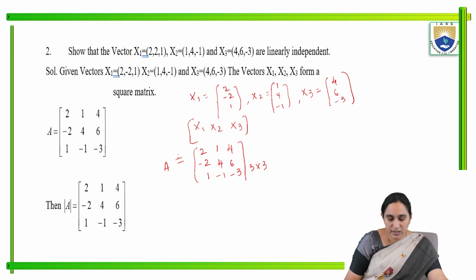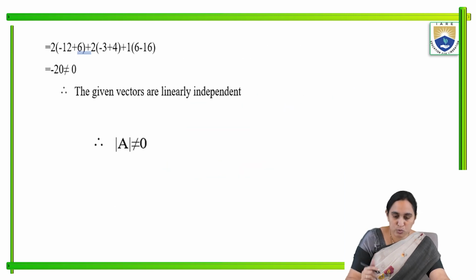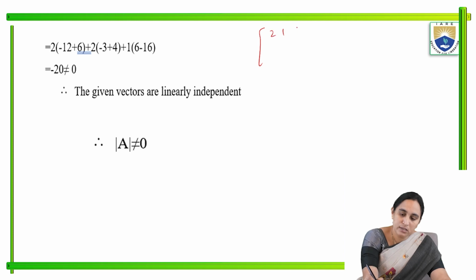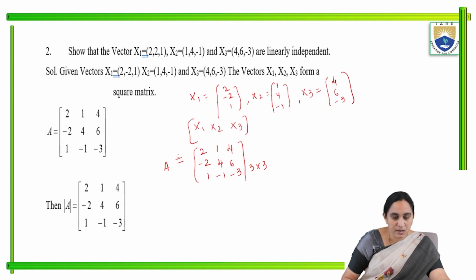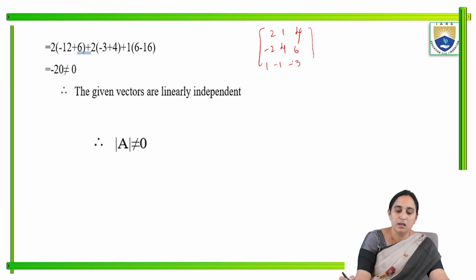For that I am finding the determinant of A. What about the matrix? 2, 1, 4, next minus 2, 4, 6, next 1, 1 minus 1 and minus 3. For that I am finding the determinant of A.